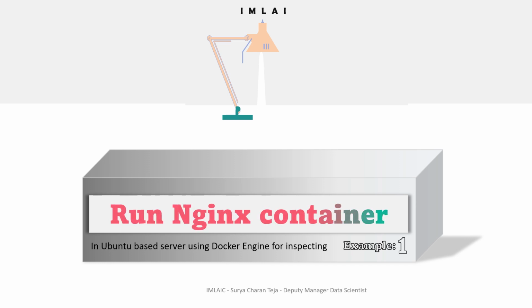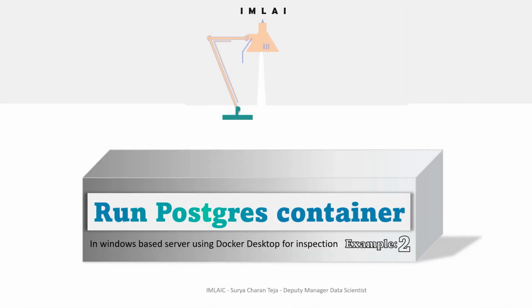Let's do a similar kind of example in Docker Desktop, so that if you do not use commands, how does it look, how does it work. Okay, so let's do a similar kind of example, but this time we will take a Postgres container. We will take a Postgres image, and from that we will run a Postgres container.